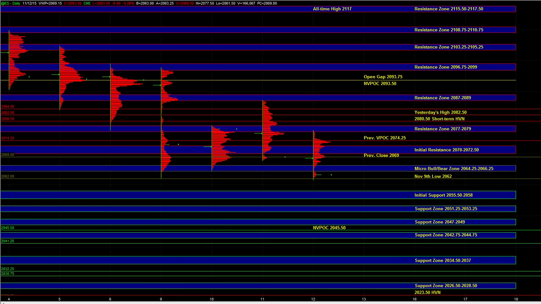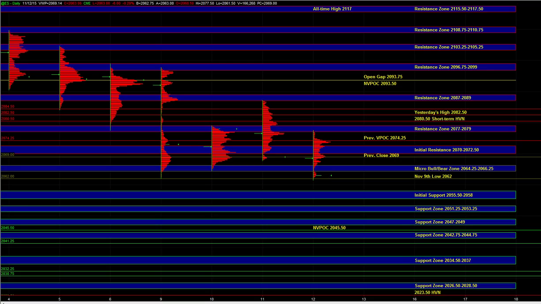But because we are opening near the balance area low, the onus is on the sell side to prove that they are indeed in control. Because simply a lack of weakness at the bottom of this balance area can result in a short-term bounce back up towards the gap fill and the 70 to 72 half initial resistance, which is really going to be key in helping us define the bias on the day.